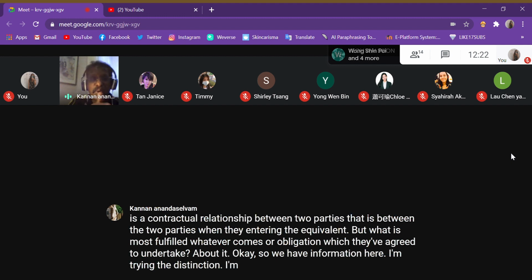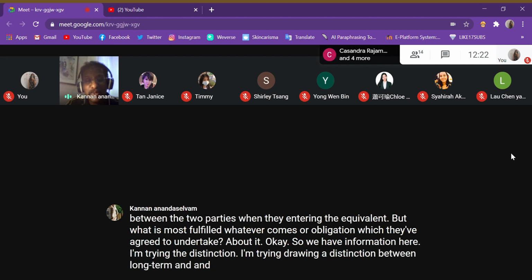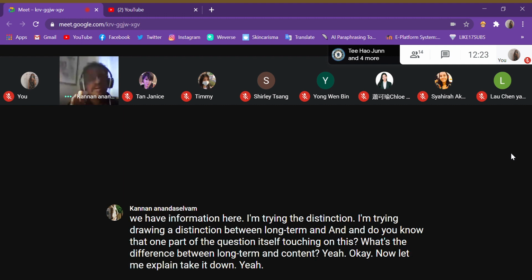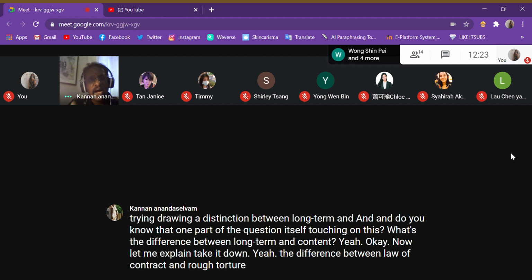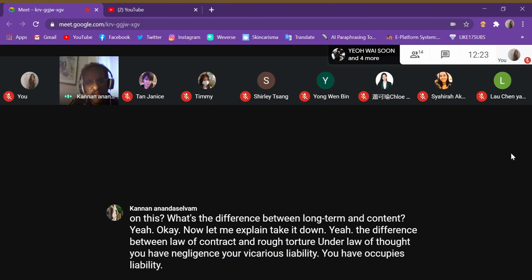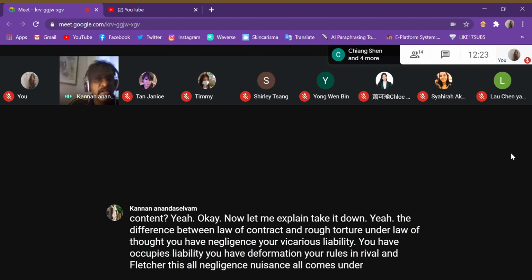I'm drawing a distinction between the law of tort and the law of contract, and one part of the question itself touches on this: what is the difference between the law of tort and the law of contract? Take it down. Under the law of tort, you have negligence, vicarious liability, occupier's liability, defamation, the rule in Rylands v Fletcher, and nuisance. These all come under the law of tort.